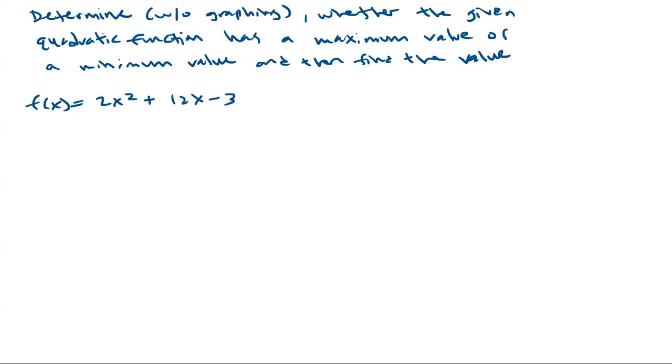Okay, so in this case, again, it wants us to determine without graphing whether the given quadratic function has a maximum value or a minimum value, and then find the value. So the key to this problem is using the formula, which we've used before, x is equal to negative b over 2a. Remember, we talked about finding the maximum revenue in the previous one, but you can also find the minimum. So we need this particular format to do that.